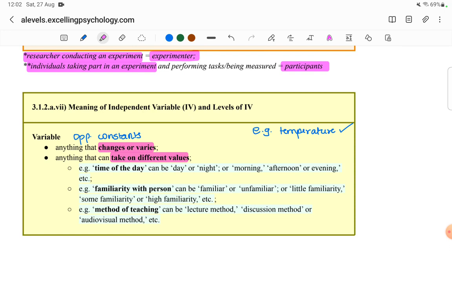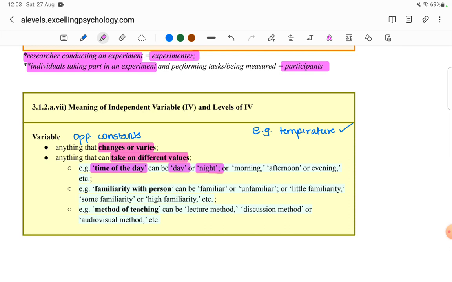In psychology, often researchers study time of the day as a variable. Time of the day, as we can see on the screen, could be measured as either day or night. Day and night are two values that the variable time of the day can take on. Now, a variable as such you will find can take on many different values. Which values are included in a particular piece of research depends on exactly what the researcher is trying to study.